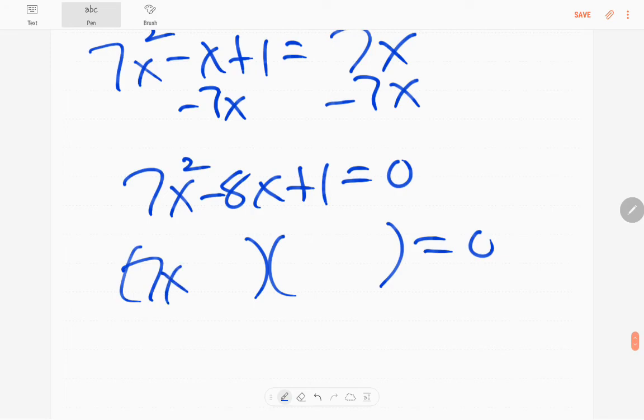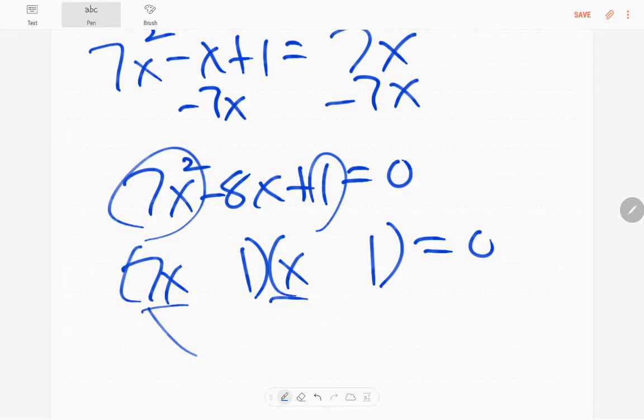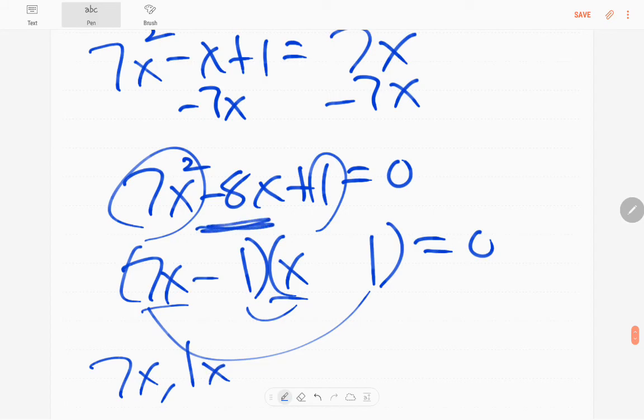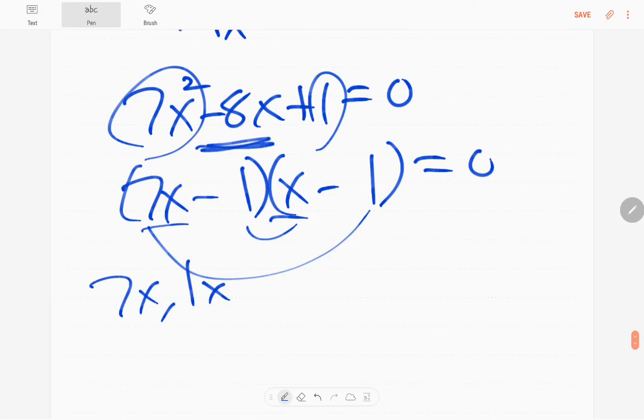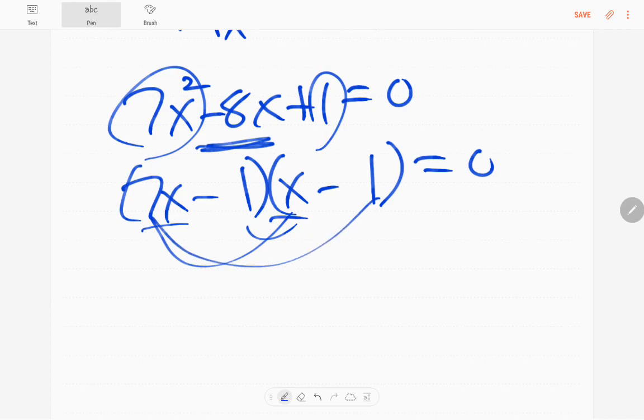So I'm guessing this thing probably factors. 7x and x, I think those are about the only two terms that will multiply to give you 7x squared. 1 is easy, it's just 1 and 1. You just really have to get the signs right. Well, the outer is 7x, the inner is 1x. Can we get -8 out of that? Yeah, if they're both negative. And you can double check if you want to, if you FOIL it. The first is 7x squared, check, minus 7x minus x, that's -8x, plus 1, so it looks correct.